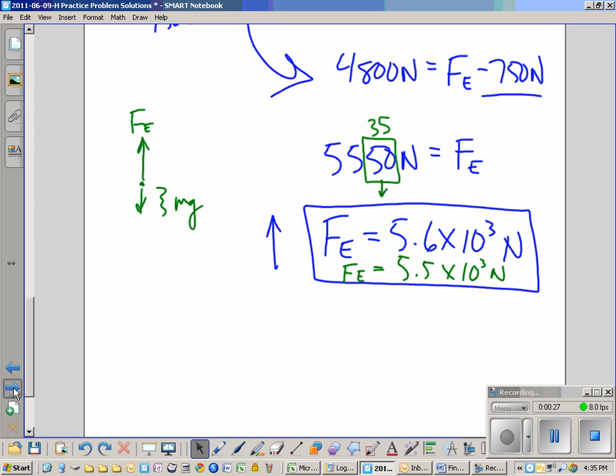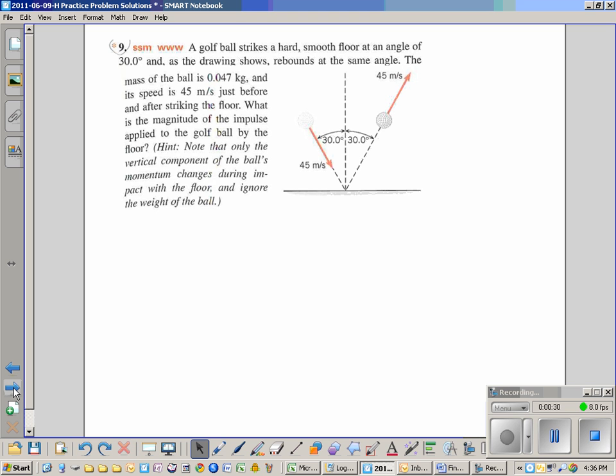All right, so now we're going to look at this one. We have a ball that's coming in at 45 meters per second right here, like this. It leaves at 45 meters per second here. Taking the difference between those two, this is V naught and this is V final. Since they have the same x component, the only difference is the change in the y component, which is what they say right here. Only the vertical component of the ball's momentum changes.